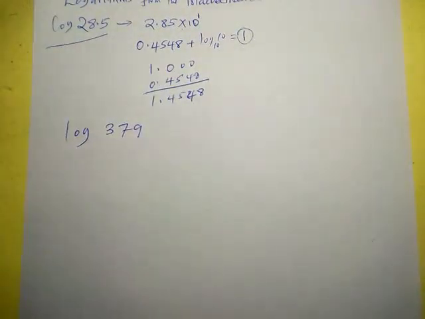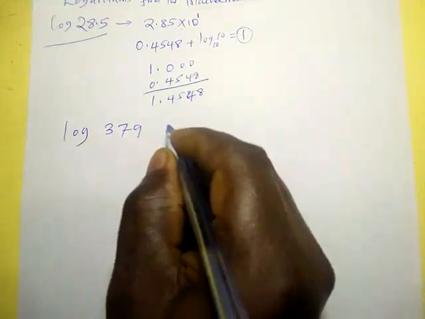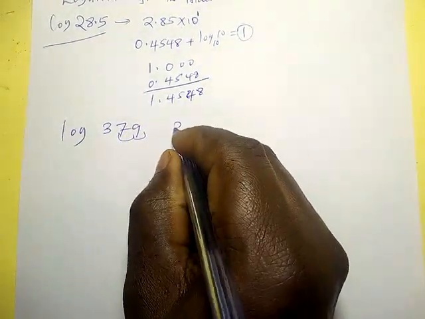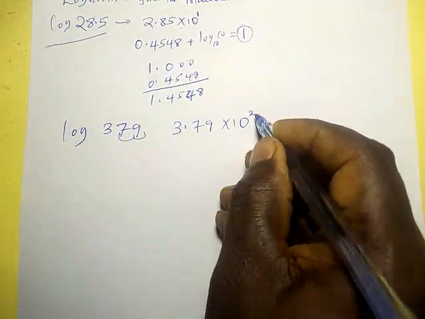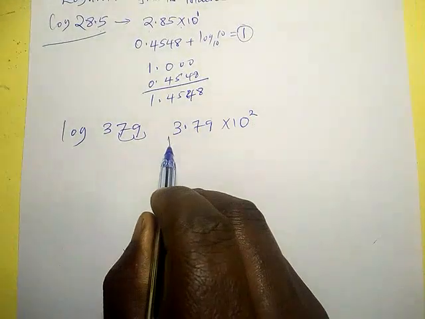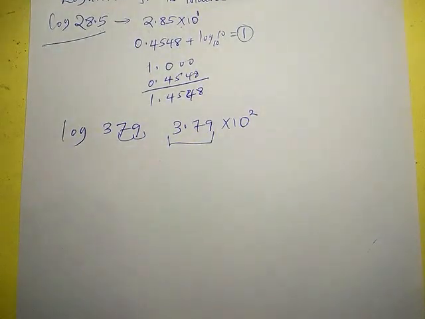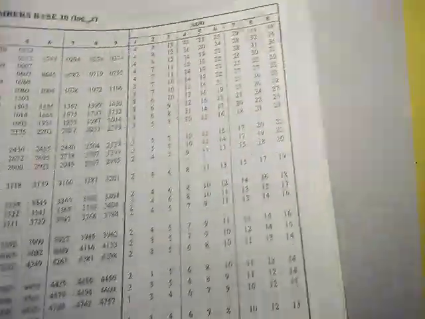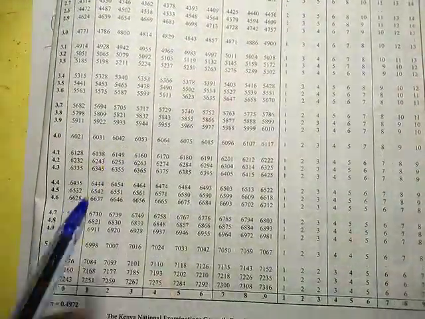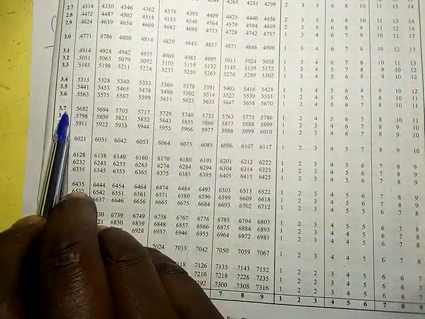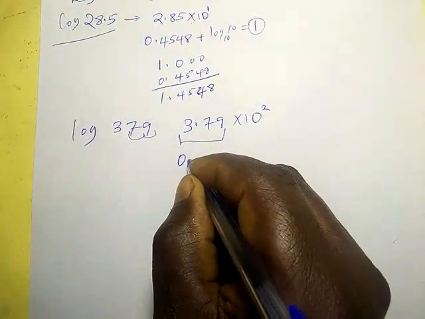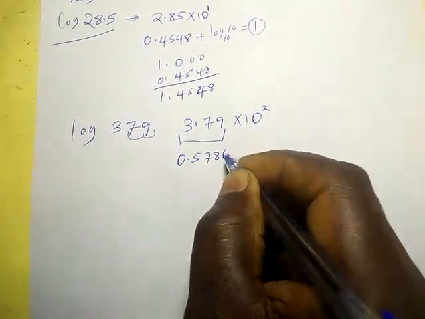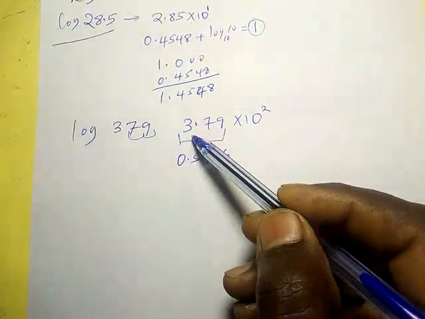379 is not available in our table, therefore write this number in standard form. This one is 1, 2, therefore it is 3.79 times 10 raised to power 2, right? Now this number is available in our mathematical table. Take your mathematical table, 3.79. Here we have 3.7, and 9 is here. So that one is 0.5786. So that is the logarithm for 3.79.